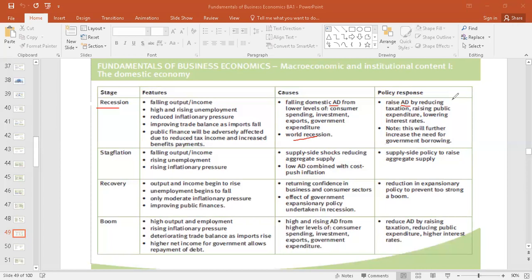What is stagflation? Falling output, income, rising unemployment, rising inflationary pressures. So these are the features that happen during stagflation. We see here as well in this situation, in this stage also, the output is falling, income is falling, because of which the unemployment is rising. And then there are other inflationary pressures rising. The root cause of that, supply side.